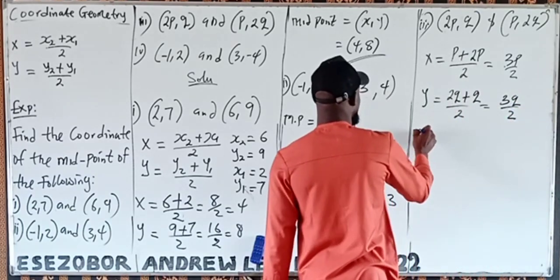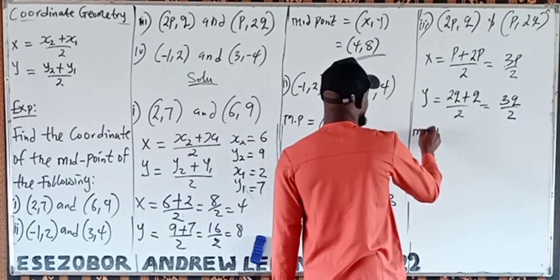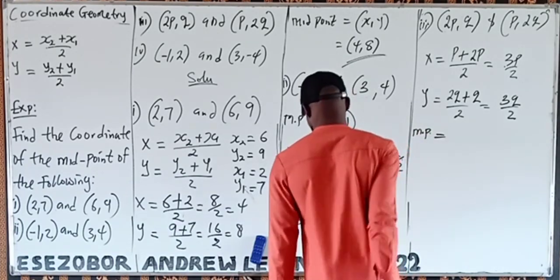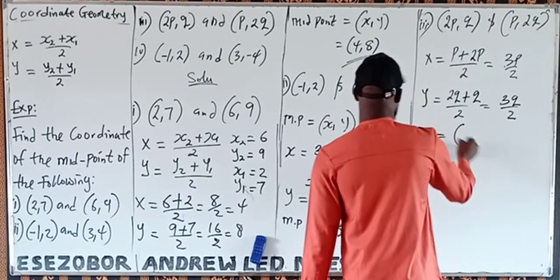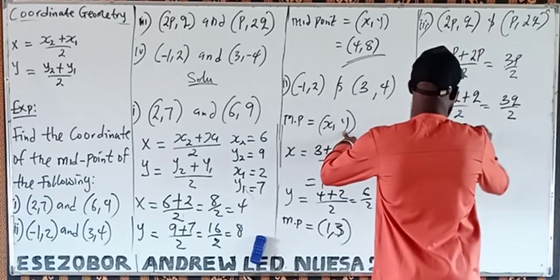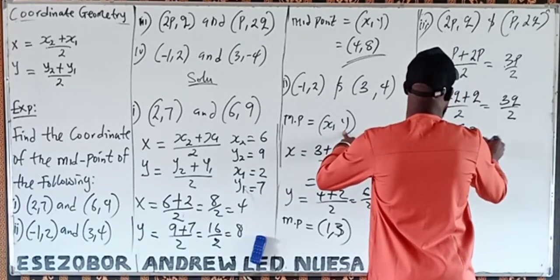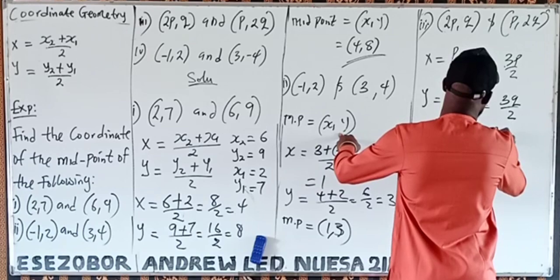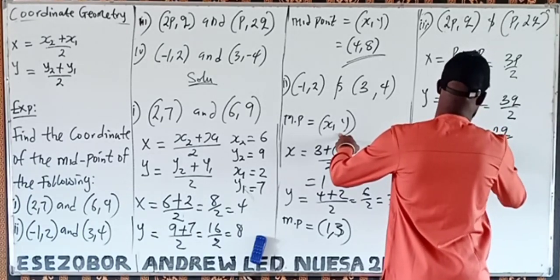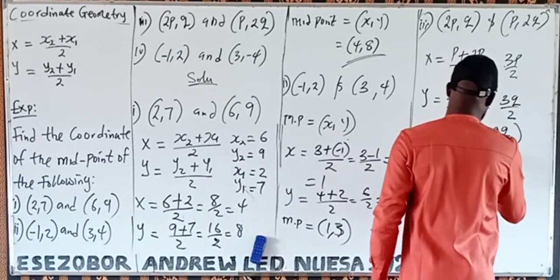So the midpoint will be equal to (x, y). What is x? 3p over 2. What is y? 3q over 2. That's what we have. So this will be the midpoint.